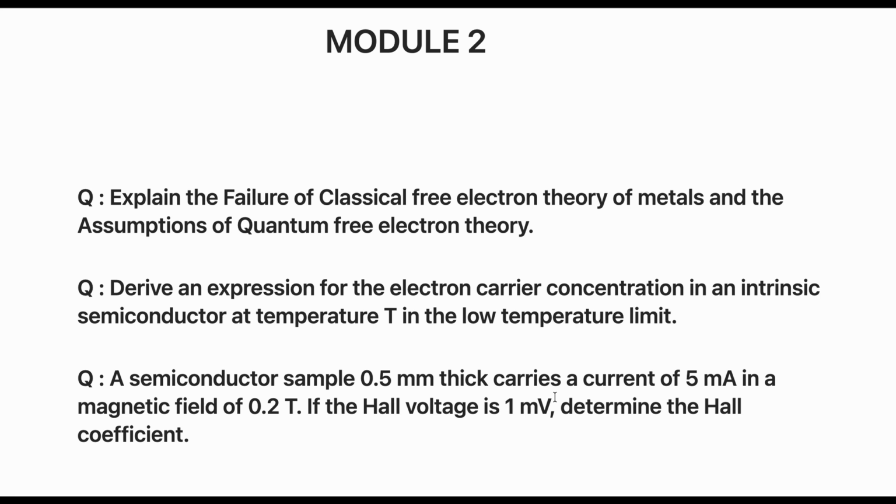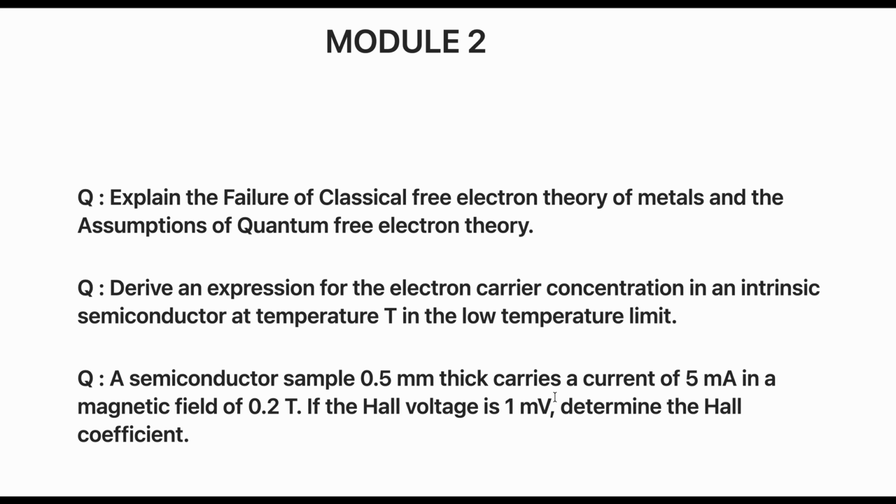Now move to our second question, which is: derive an expression for the electron carrier concentration in an intrinsic semiconductor at temperature T in the low temperature limit. I already solved this question in my video; you can go and check it from there. Now let's take a recap of this question. In an intrinsic semiconductor, the number of electrons equals the number of holes. It depends on the temperature and the band gap between the bands. With the help of this you will get the final expression which gives the electron concentration as a function of the temperature.